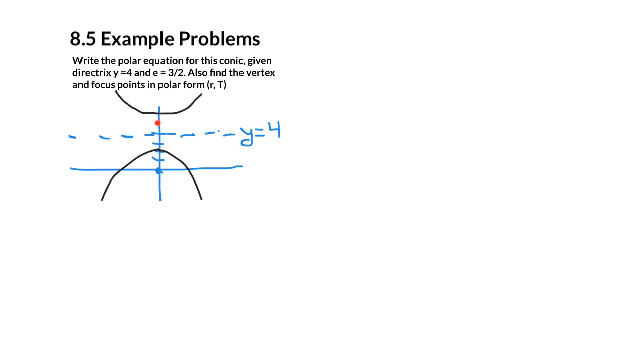I also don't know where the center point is, although I know the center point is over here on this side of the directrix. And the directrix is always between the center and the vertex point. So what we need to do is write an equation for this conic, and we need to find the vertex and focus points in polar form. So that'd be (r, theta), and I'm using t to stand for theta on this software.